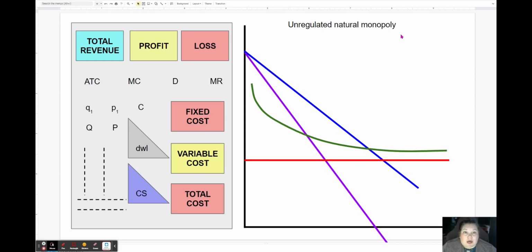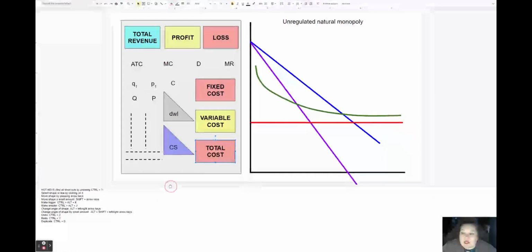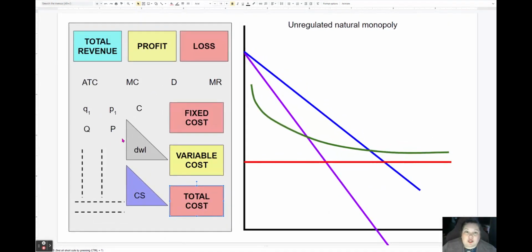All right, so here is our unregulated natural monopoly. Now, this box over here contains items that you can click on and move around, and we're going to be putting those onto the graph to show the specific areas that we're looking at. And down here in the notes section, I have put a couple hotkeys and shortcuts that you can use to make working on Google Slides easier. Okay, so the first thing we want to do, label. So we need to label our axes first. That's where we're going to start.